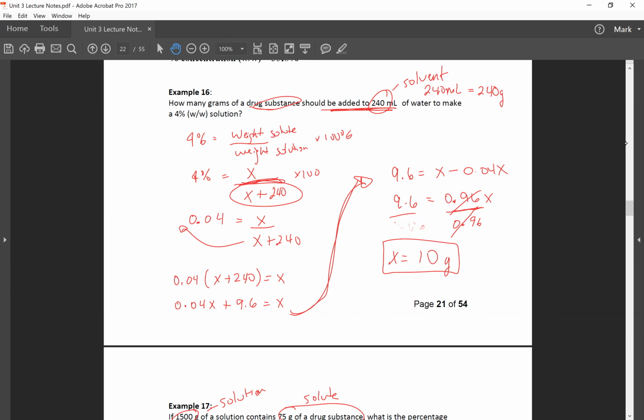Let me just erase the bottom. This is 0.96. So I divided both sides by, again, this is just straight algebra. I'm dividing both sides by 0.96 to get my answer as 10. I don't know why whoever made this book didn't really plan it very well, because example number 16 is way harder than example 17 or 18.